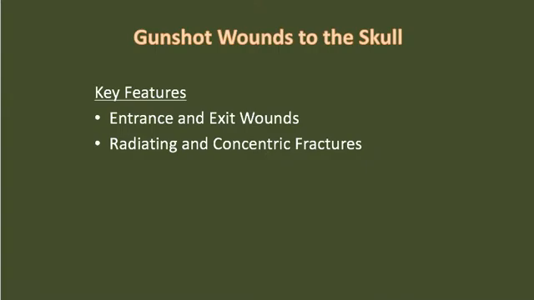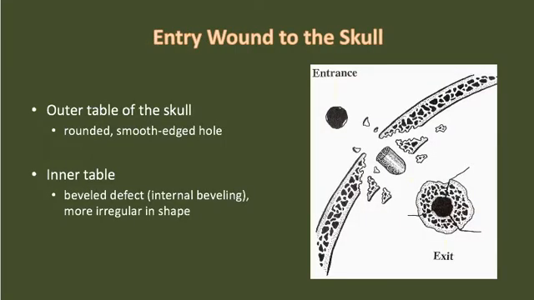Okay, so we talked a little bit about the entrance and exit wounds. We'll get to radiating and concentric fractures in just a moment. But going back to this question of the entry wound on the skull, you will be able to see by looking at the margins, as I talked about before, whether you're talking about an entry wound or an exit wound. The outer table of the skull is the smooth part of the skull that you can see from the outside, the cortical bone on the outside of the skull. So that's the outer table. The inner table is the cortical bone that lines the inside of the skull.